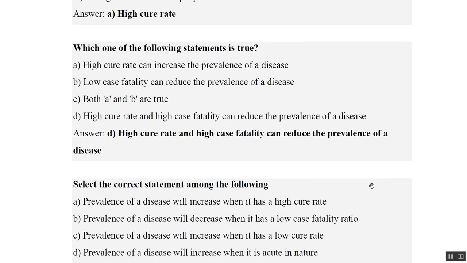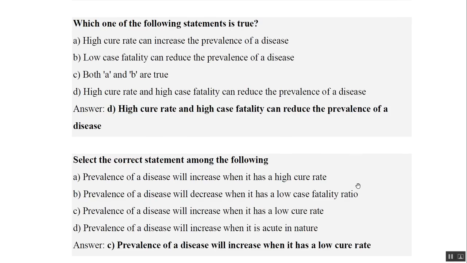Prevalence of a disease will increase when we have a high cure rate. That is a wrong statement. Prevalence of a disease will decrease when we have a low case fatality rate. That is also a wrong statement. Prevalence of disease will increase when it has a low cure rate. That is a correct statement. And prevalence of disease will increase when it is acute in nature. No, that is not a correct statement. So the answer is C.